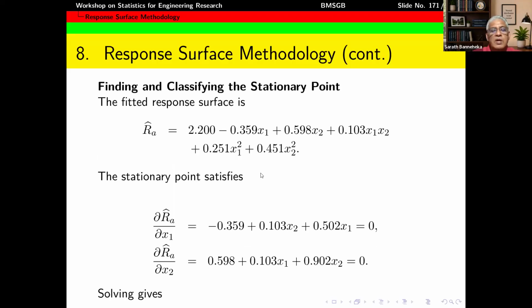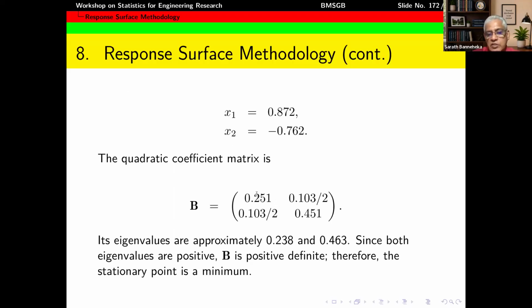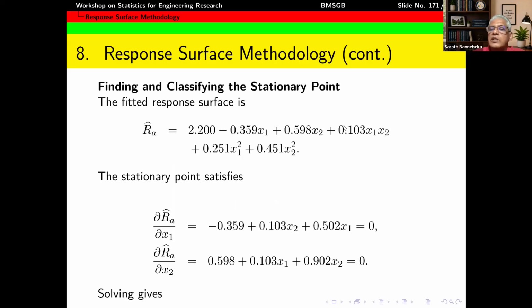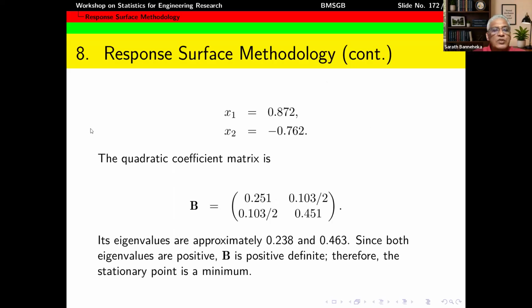The quadratic coefficient matrix comes from these coefficients in the fitted response, right? So these two values, 251 and 541, are going to be on the diagonal of this matrix, and this value here and this value are the same. That value is actually half of the coefficient of the product term. So that matrix is called the quadratic coefficient matrix. Right? And how do we check whether at this point we have a minimum or a maximum or a saddle point? We look at the eigenvalues, right?